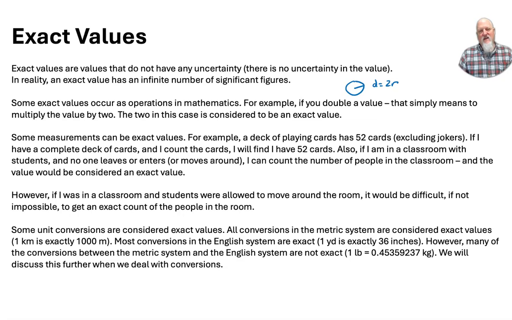Also understand that metric conversions are exact. So 1 kilometer is exactly 1,000 meters. And some conversions in the English system are pretty much exact. 1 foot is equal to 12 inches exactly. It's when we go from one system to the other, metric to English or English to metric, that those conversions might not be exact.